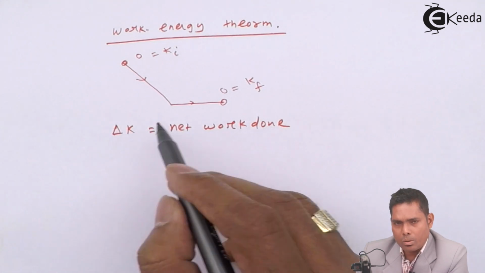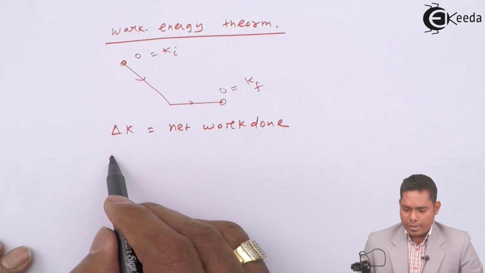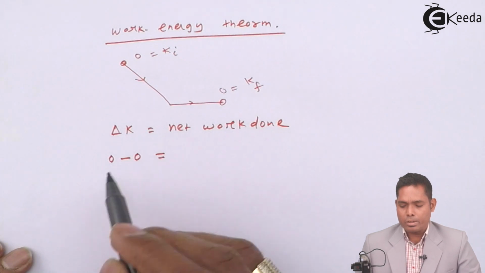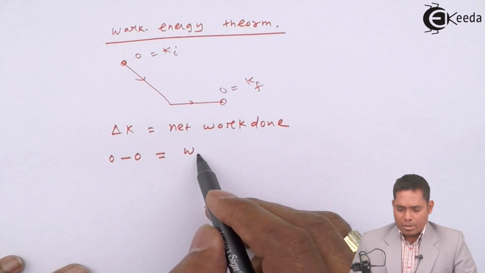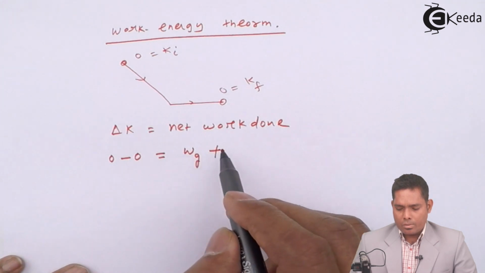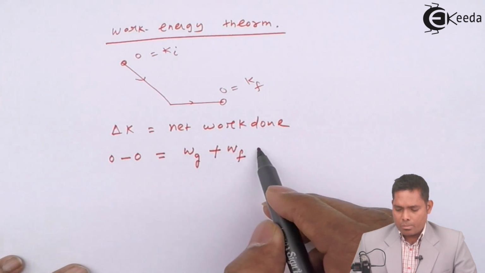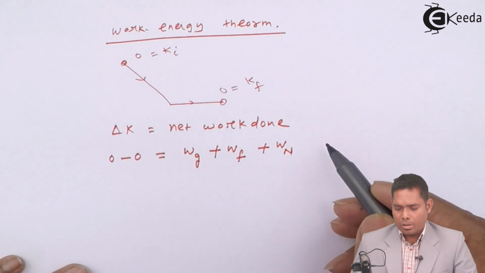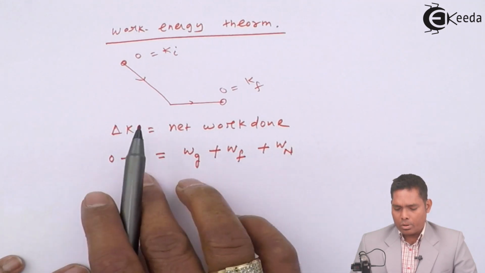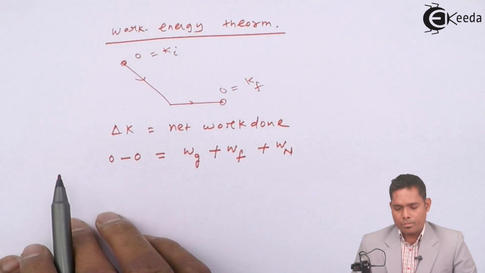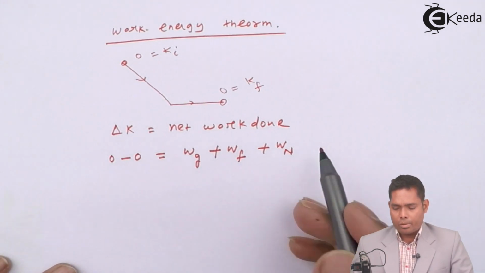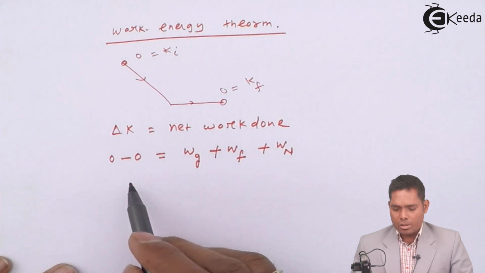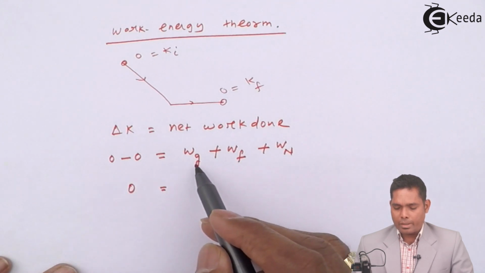Net work done means the total work done. I will write the final kinetic energy minus initial kinetic energy, 0 minus 0, is net work done. That means work done due to gravitational force plus work done due to friction plus work done due to normal direction. Then total work done, and you equate it to 0. If I do that, I will solve for one more step, not the complete solution, but see this 0 equals work done by gravity.